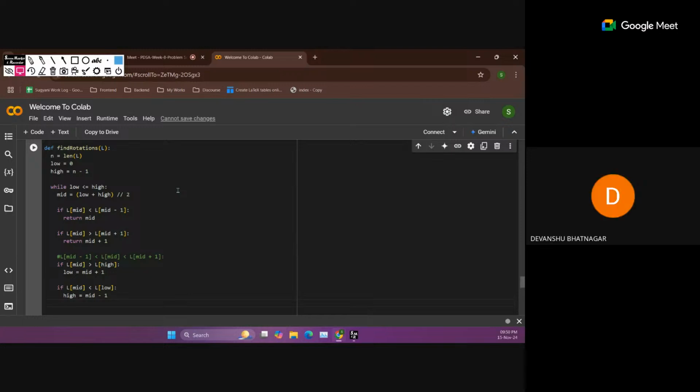This was similar to finding peak, which we did in week 2. You did finding peak? Yes, ma'am. Then this is the exact same problem, a very similar problem, right? Yes.